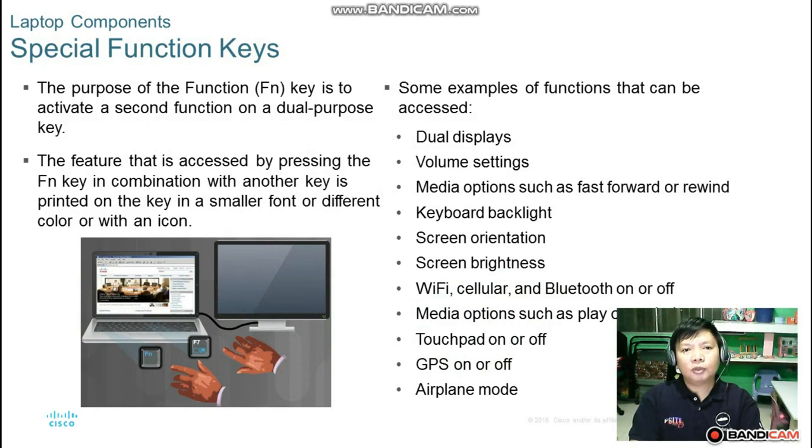Special function keys. The purpose of the function key is to activate a second function on a dual-purpose key. The feature that is accessed by pressing the function key in combination with another key is printed on the key in a smaller font, a different color, or with an icon. Some examples of functions that can be accessed: dual display, volume settings, media options such as fast forward or rewind, keyboard backlight, screen orientation, screen brightness, Wi-Fi, cellular, and Bluetooth on or off, media options such as play or rewind, touchpad on or off, GPS on or off, and airplane mode.